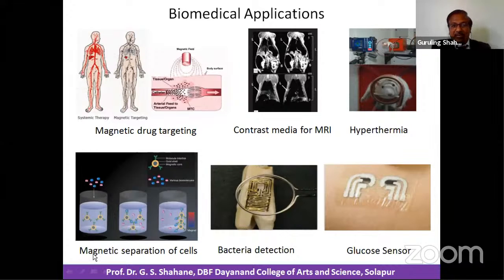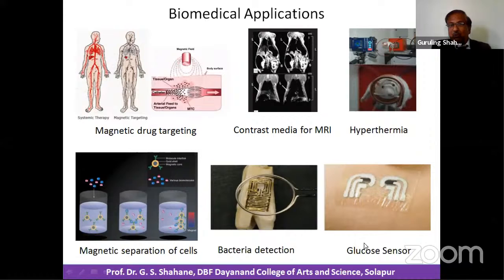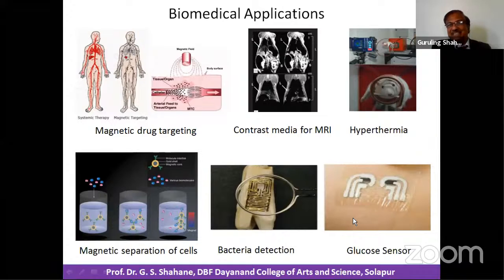Similarly, magnetic nanoparticles can also be used for magnetic separation of cells. We attach these magnetic nanoparticles to the desired cells, and then by using an external magnetic field, we can separate these desired cells. Bacteria detection: a small electronic circuit component is attached along with the necessary sensors on the teeth. Glucose sensors can be patched on our body, which can sense and monitor the glucose level. Another is hyperthermia. What is hyperthermia? Hyperthermia means increasing the temperature of the body. So these are some of the applications.